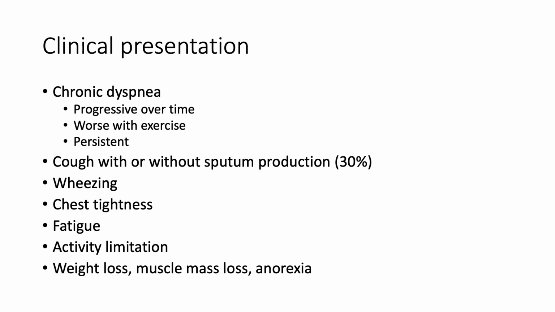So the classic clinical presentation for COPD is going to be chronic dyspnea that gets worse over time, worse with activity, and it's persistent. It just never gets better. A lot of patients will have cough with or without sputum production, and some patients might also report wheezing, chest tightness, and as the disease progresses, you get more fatigue, activity limitation, and signs of wasting like weight loss, cachexia, anorexia.